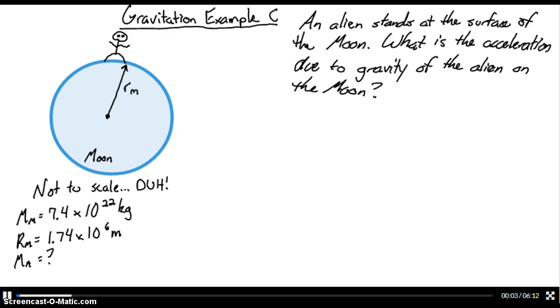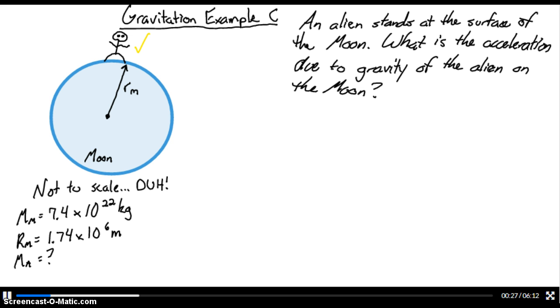Alright, so our next gravitational example is asking you to calculate the acceleration due to gravity on the moon. I have an alien standing at the surface of the moon. I ask, what is the acceleration due to gravity of the alien on the moon? So we have a lovely little alien, me showing off my artistic prowess here. This drawing is obviously not to scale.